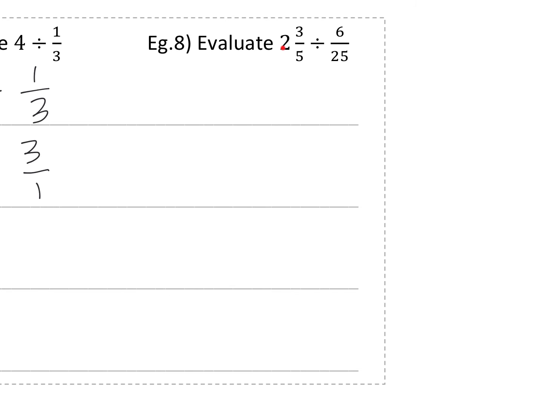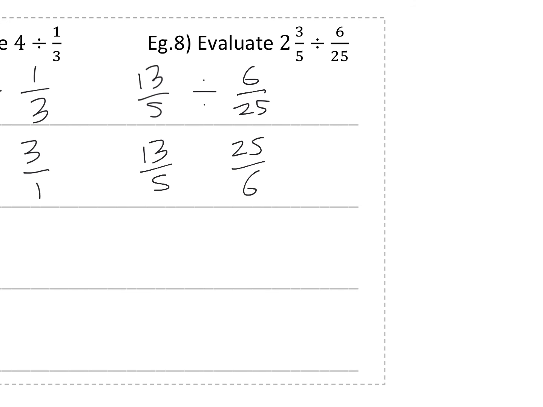Evaluate 2 3/5 divided by 6/25. Well, I can see a mixed number here. I want to make that improper. So 5 times 2 is 10, plus 3 is 13. So 2 3/5 is the same as 13/5, divided by 6/25. In our process, we keep the first, we flip the second, and we change the sign.